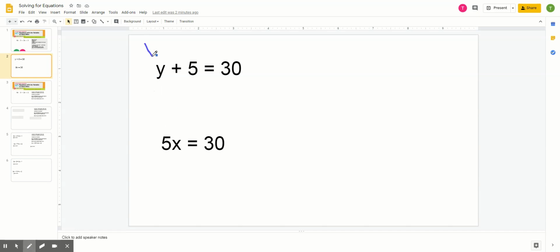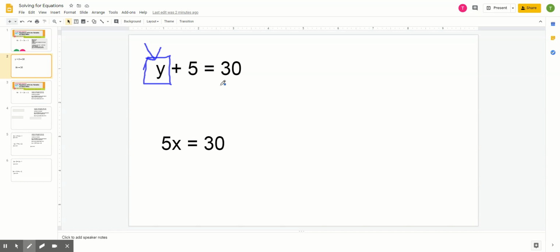So y is a number, and you add 5 to it, and it equals 30. I know a lot of you can probably just do that in your head, and you know what that is. But these are the steps now to solve. We want to get our variable by itself. In order to do that, we need to get rid of this 5.